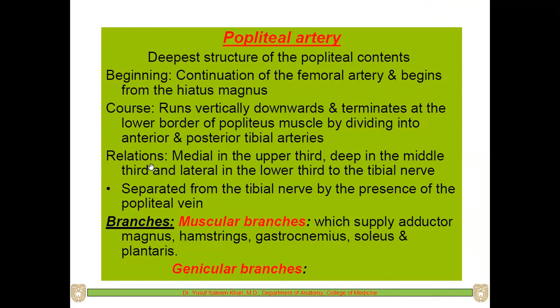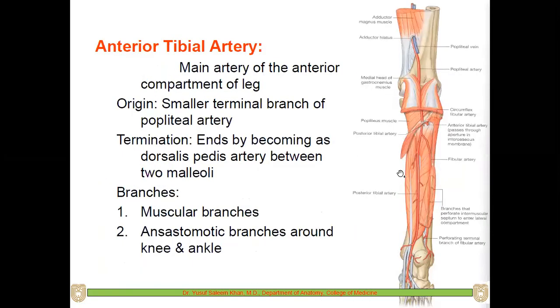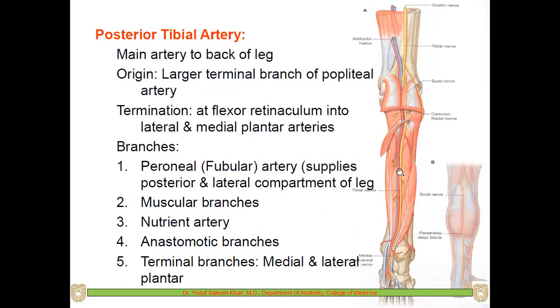So what are the relations of the popliteal artery? In relation to the tibial nerve, which is coming here, it is medial in the upper third, deep in the middle third, and lateral in the lower third. In the upper one third it will be medial, in the middle one third it will be deep, and in the lower one third it will become lateral.